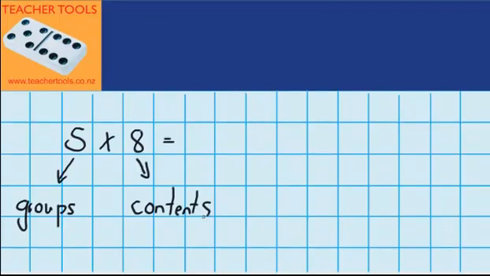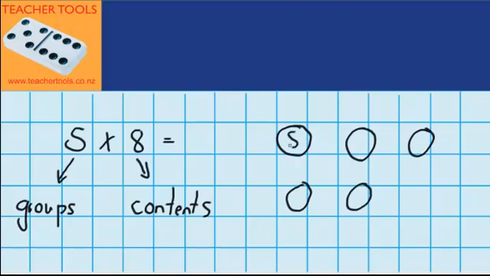Now I'm just going to draw a little picture to show what that looks like. So I need 5 groups. 1, 2, 3, 4, and 5. And inside those groups I need 8 items. And we know that 5 times 8 equals 40. So 40 is the total amount of items we have.